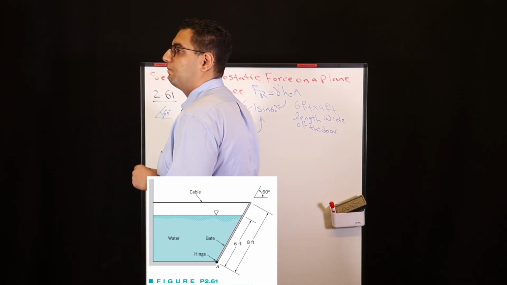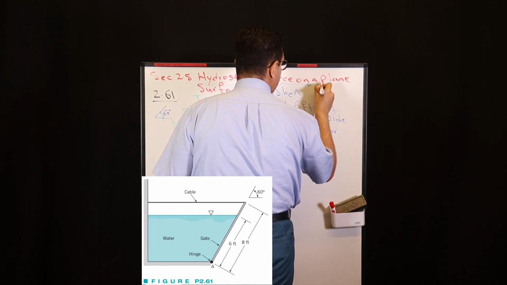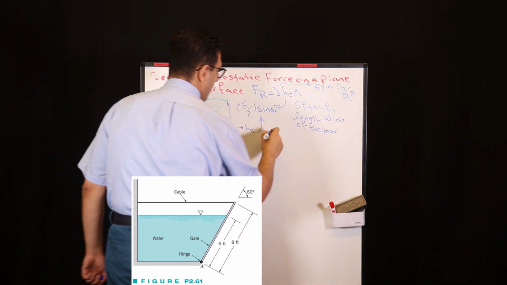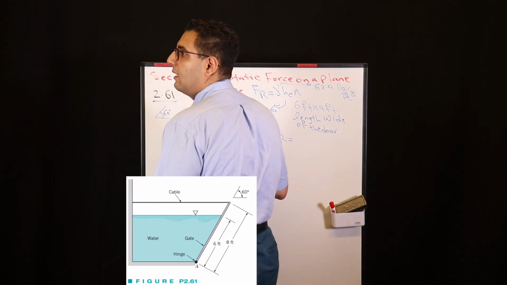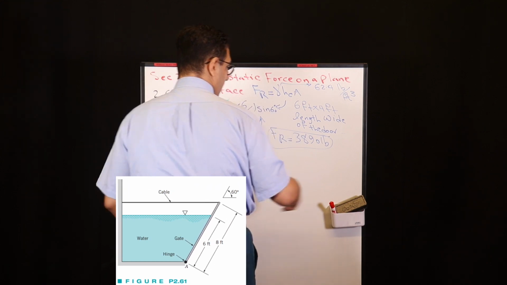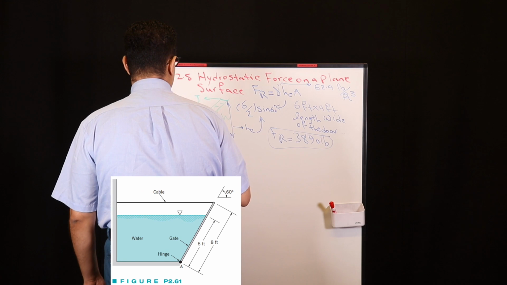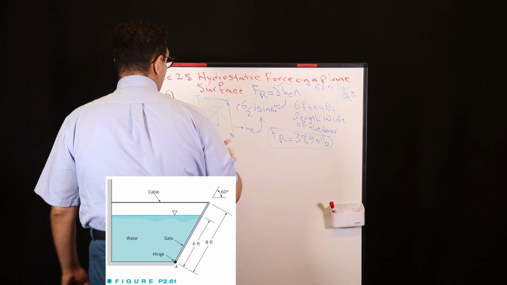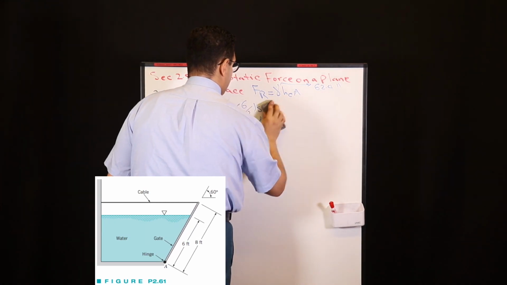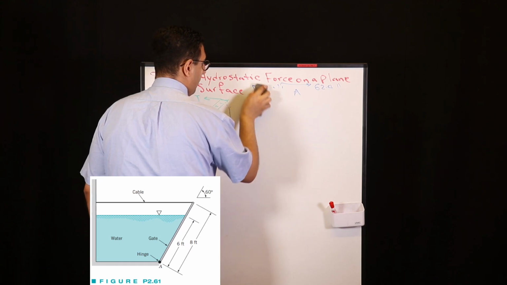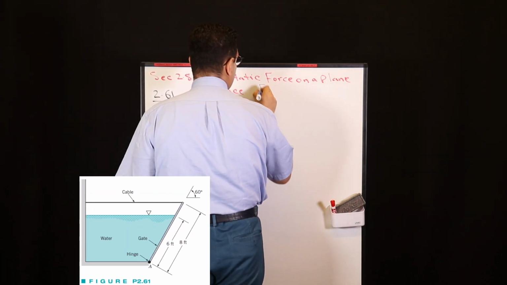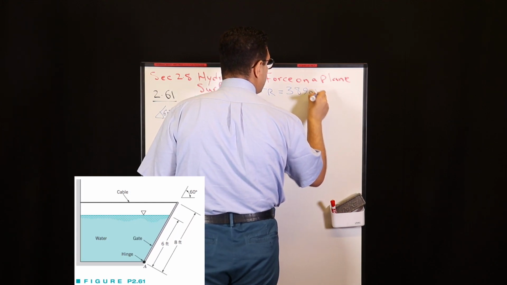And the gamma is equal to 62.4 pounds per cubic foot. Doing the calculations, we're going to have a resultant force of 3,890 pounds. So for now we have just calculated the resultant force. But where is it going to be exerted? Here, here, or here? We're going to figure it out. Let me just write the resultant force here. FR is equal to 3,890 pounds.